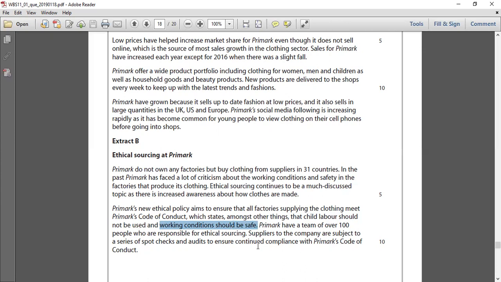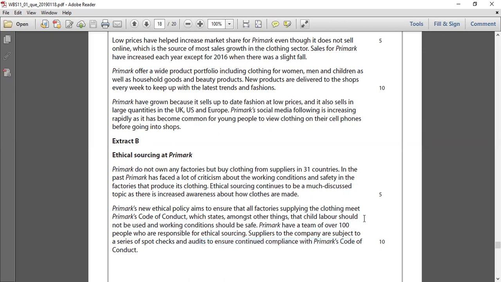Primark have a team of over 100 people. Their job is to go to these 31 countries and report on these things. 100 people who are responsible for ethical sourcing. Suppliers of the company are subjected to a series of spot checks. You have to go to factories. If you give them an order for a garment factory, this team goes into that factory for spot checks, sometimes randomly, and they're checking and auditing, ensuring continued compliance with the Primark code of conduct.